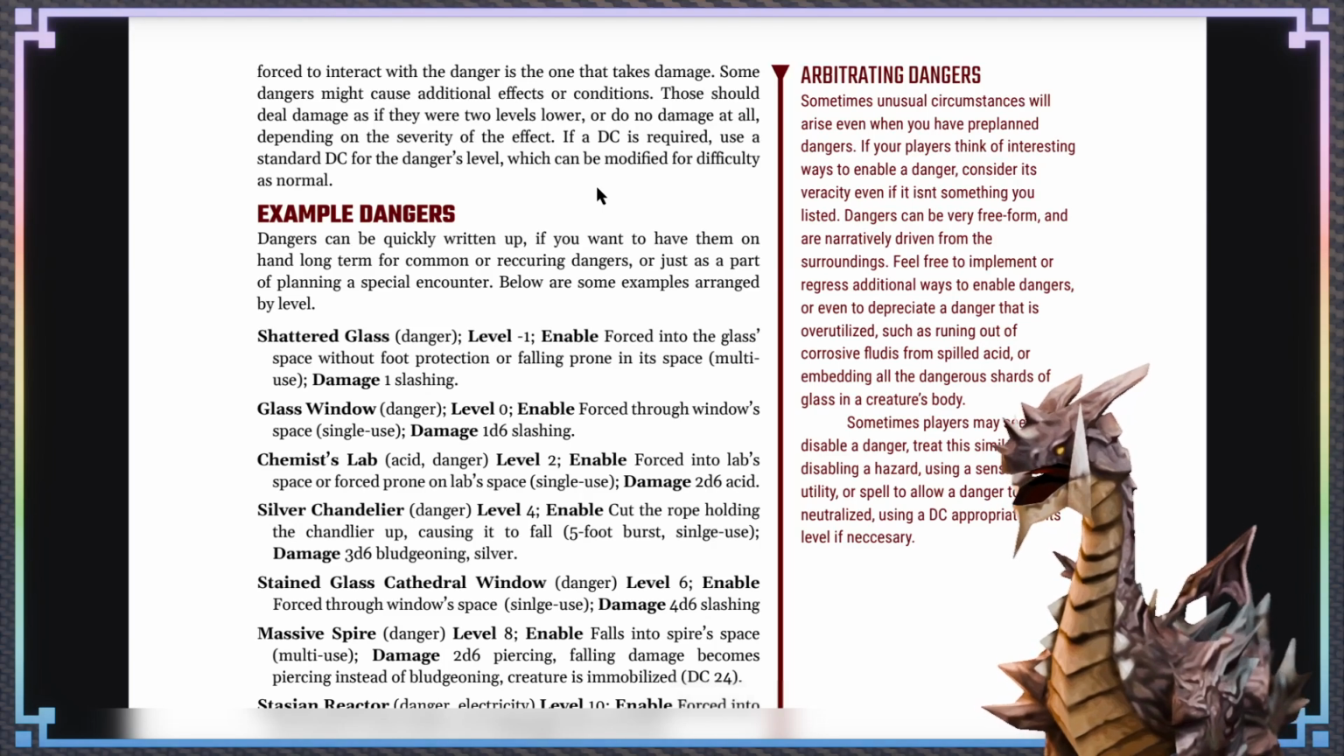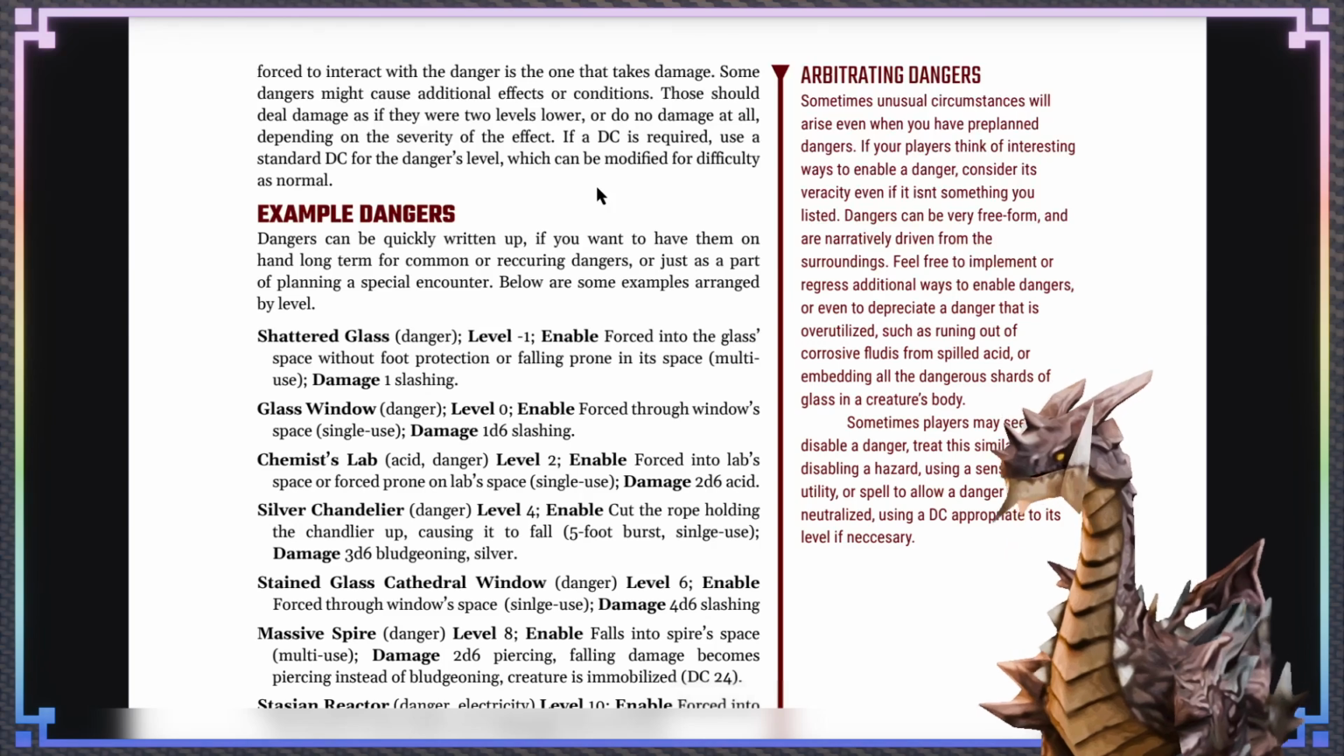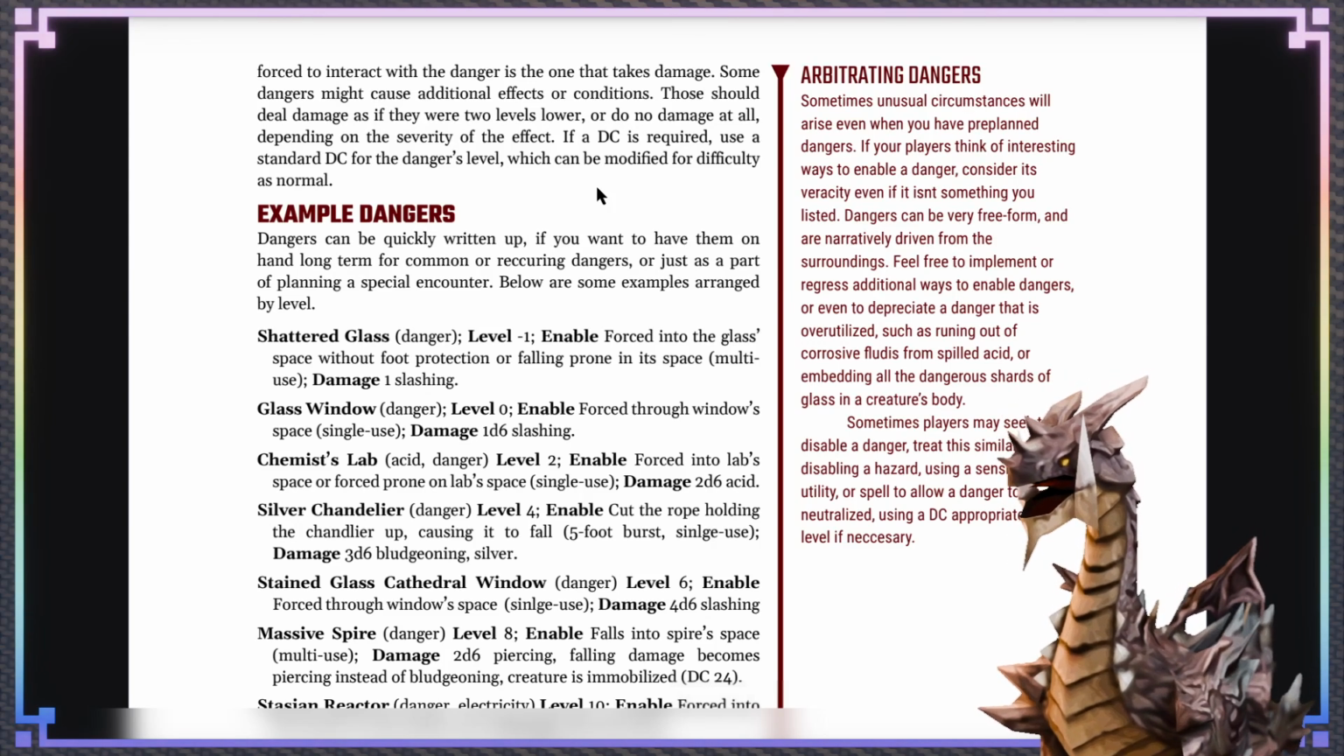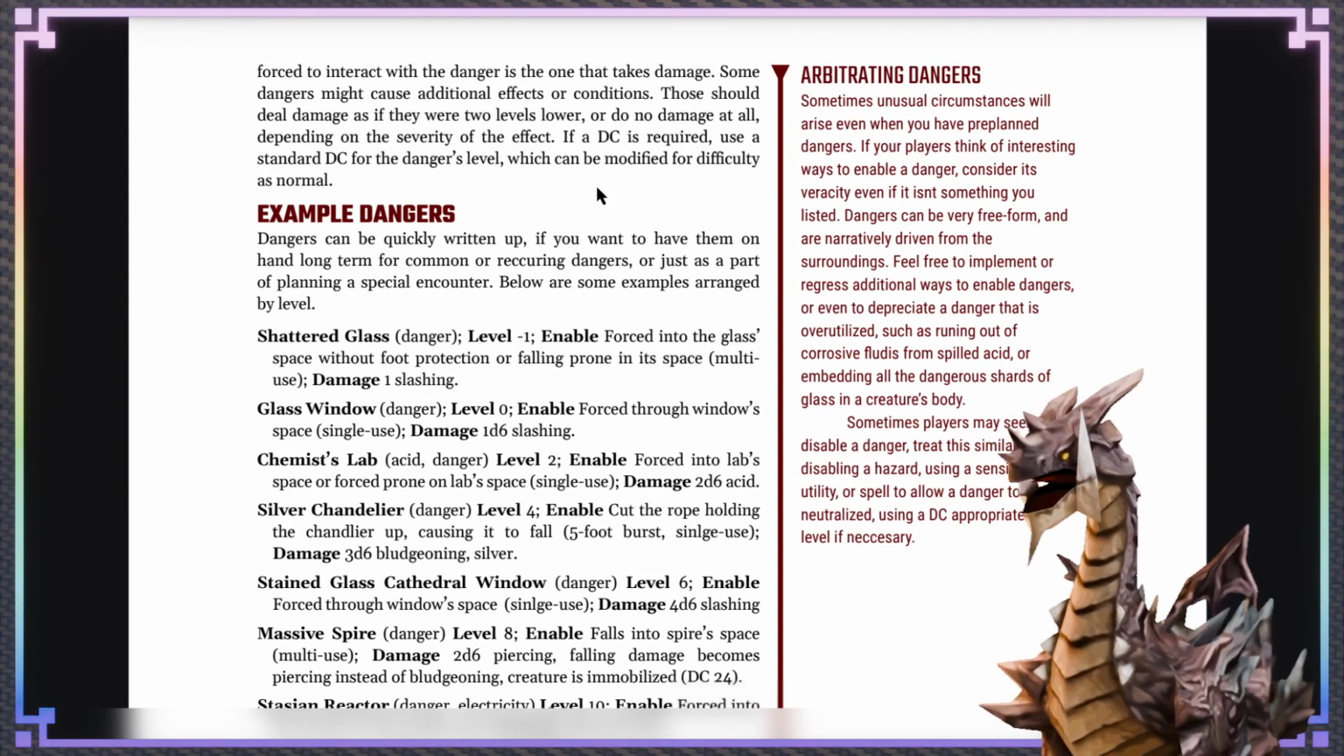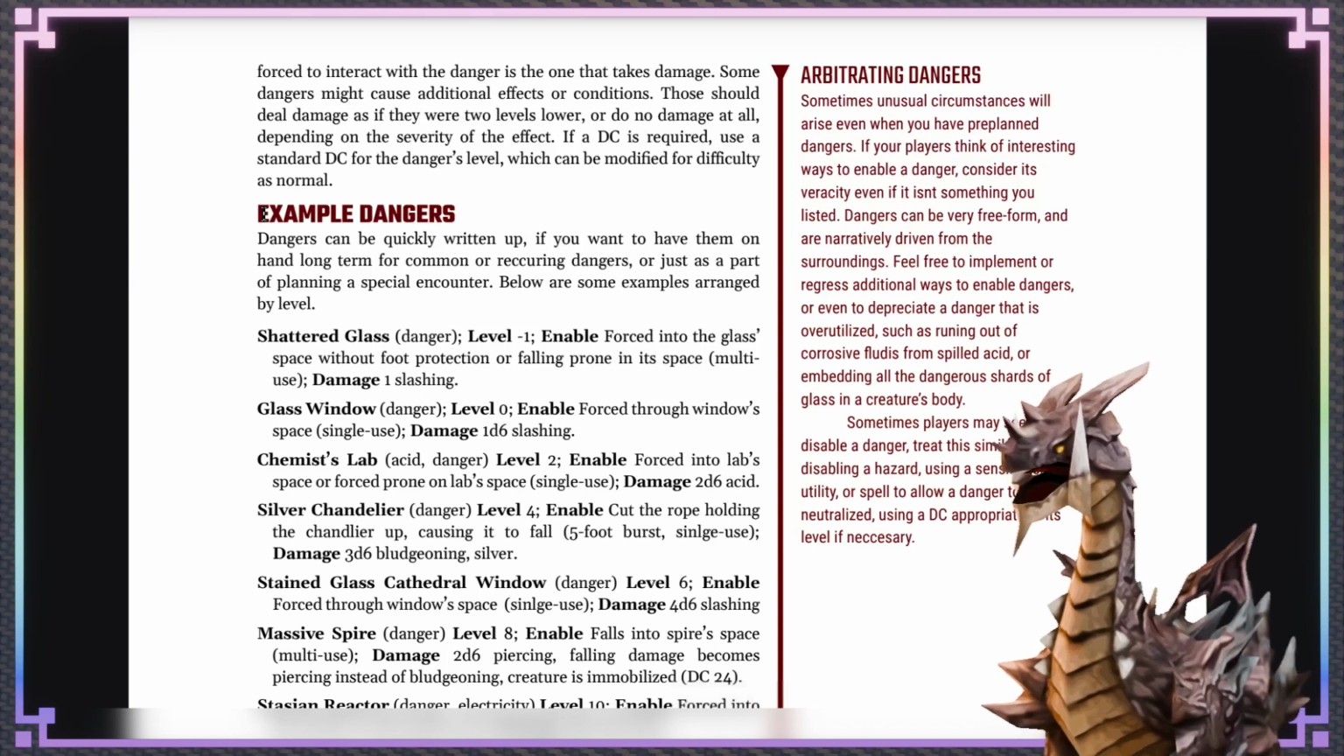So that's +2 for hard, -2 for easy, +5 for incredibly hard, and -5 for incredibly easy, as is appropriate for your particular danger. We'll come back to example dangers after the table and the sidebar here.